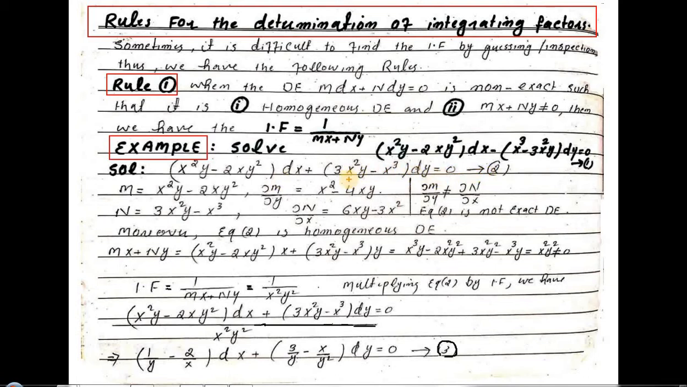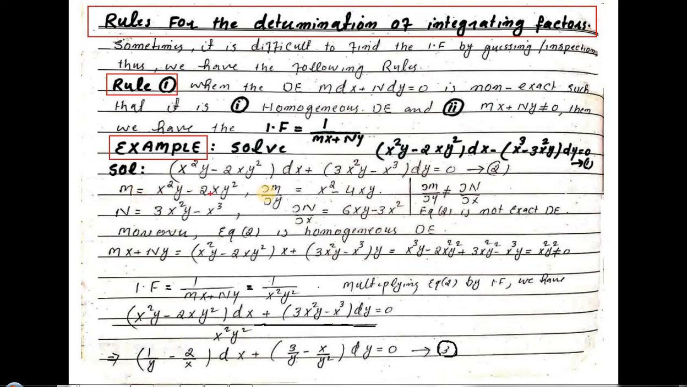Equation 2 is of the form m dx plus n dy is equal to 0, where m is equal to x square y minus 2xy square and n is equal to 3x square y minus x cube. This is the differential equation in the given form. Now we have to check whether it is exact or non-exact.